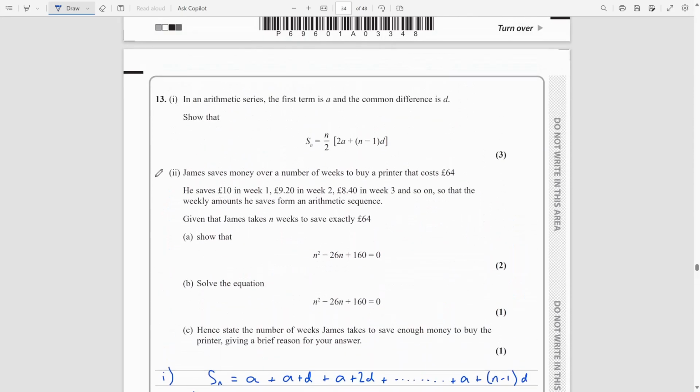Part 2 is: James saves money over a number of weeks to buy a printer that costs £64. He saves £10 in week 1, £9.20 in week 2, £8.40 in week 3, and so on. Show that the weekly amounts he saves form an arithmetic sequence. Given that it takes him n weeks to save exactly £64, show that this is true.